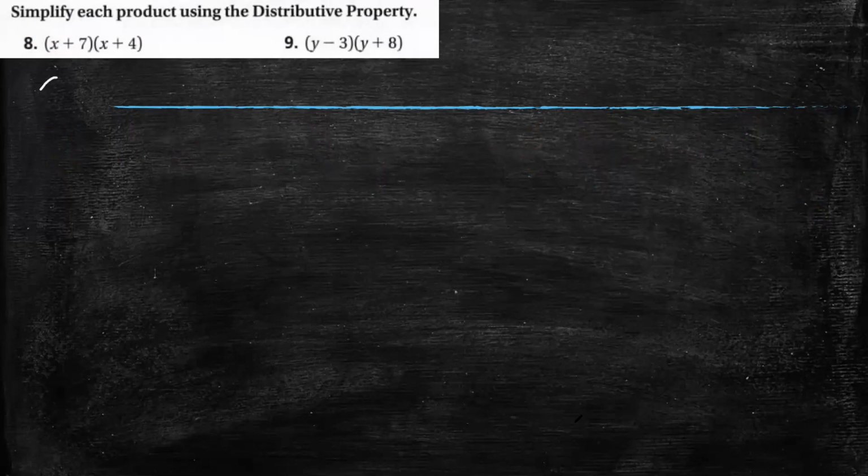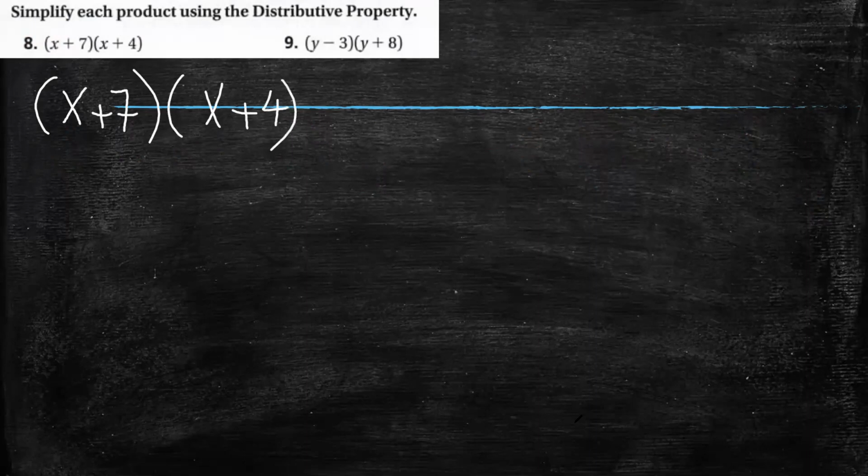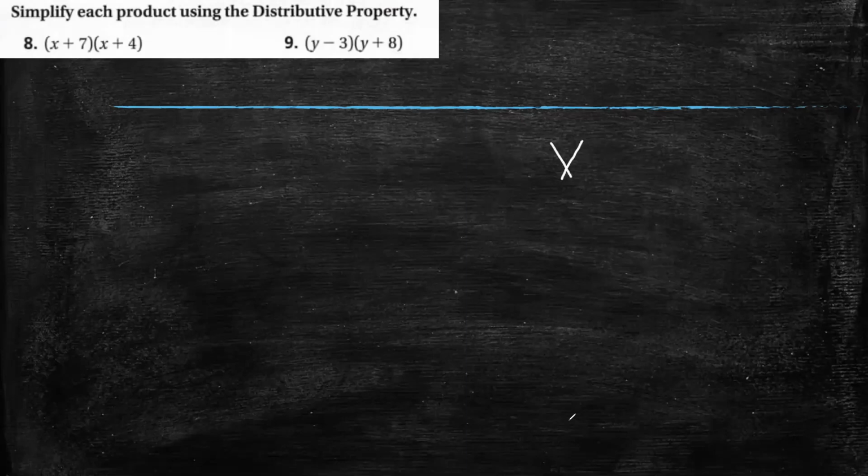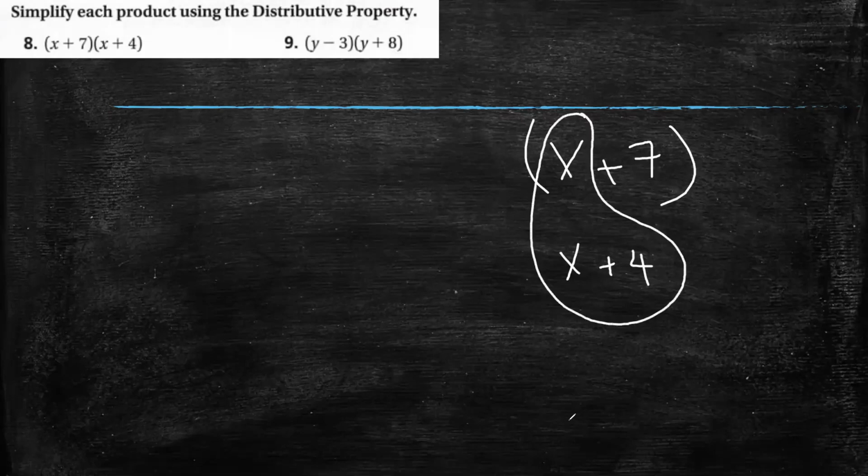Here, as we said, we have x plus 7 and x plus 4. As we said, I will distribute this bracket into them. So what we have to do now, the first step: I'll give you an example. It's like x plus 7. The x, I will multiply it with x plus 4, and the 7 also with x plus 4. So the first step, I multiply x with x plus 4. Then I will multiply 7 also with x plus 4.